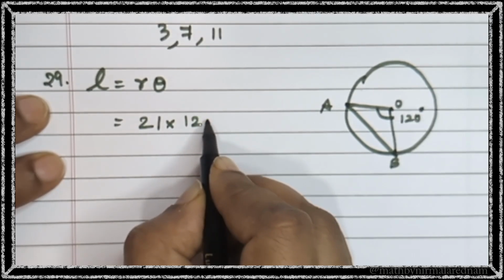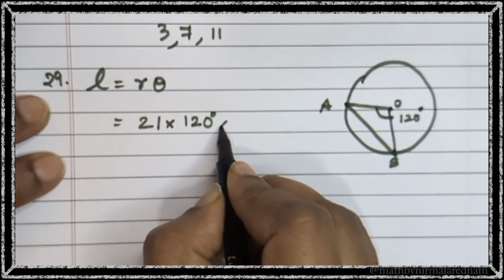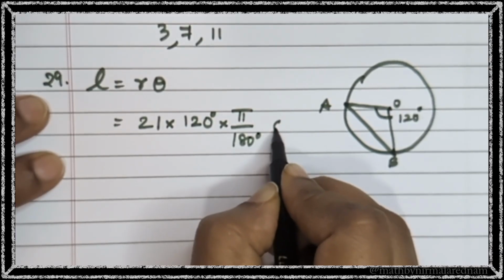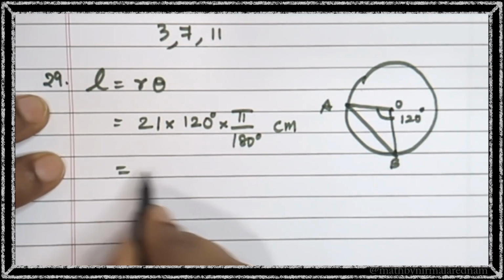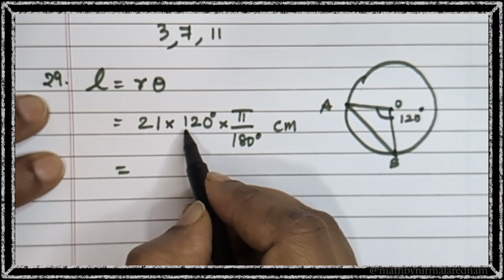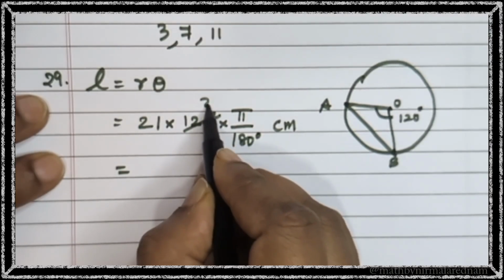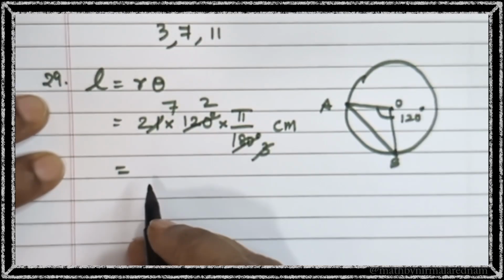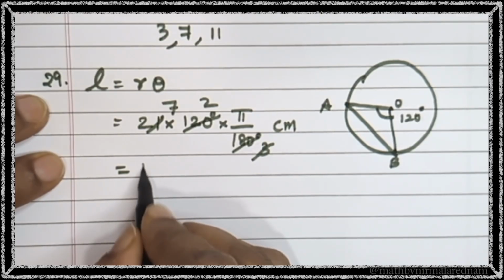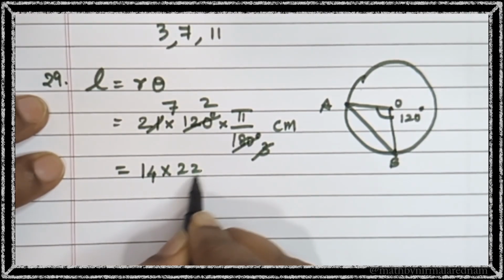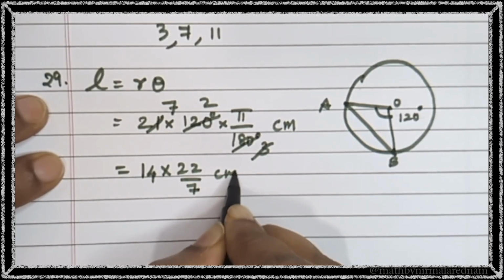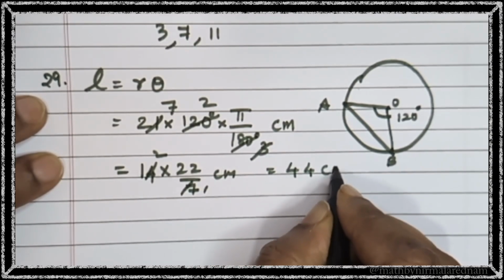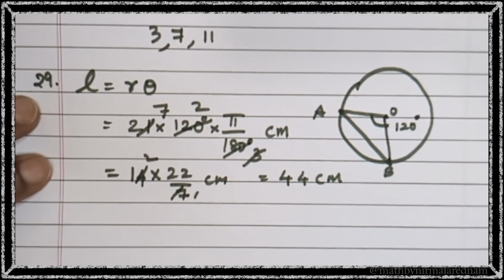I have to convert it to radians, so I'm going to write it as into pi by 180. And the unit is centimeters, right? So if I simplify this, this will give me 2's, 3's, 3 7's. I have 14 pi, 14 into 22 by 7, right? 7 1's, 2's. So this is nothing but 44 centimeters. This is the length of the arc AB.